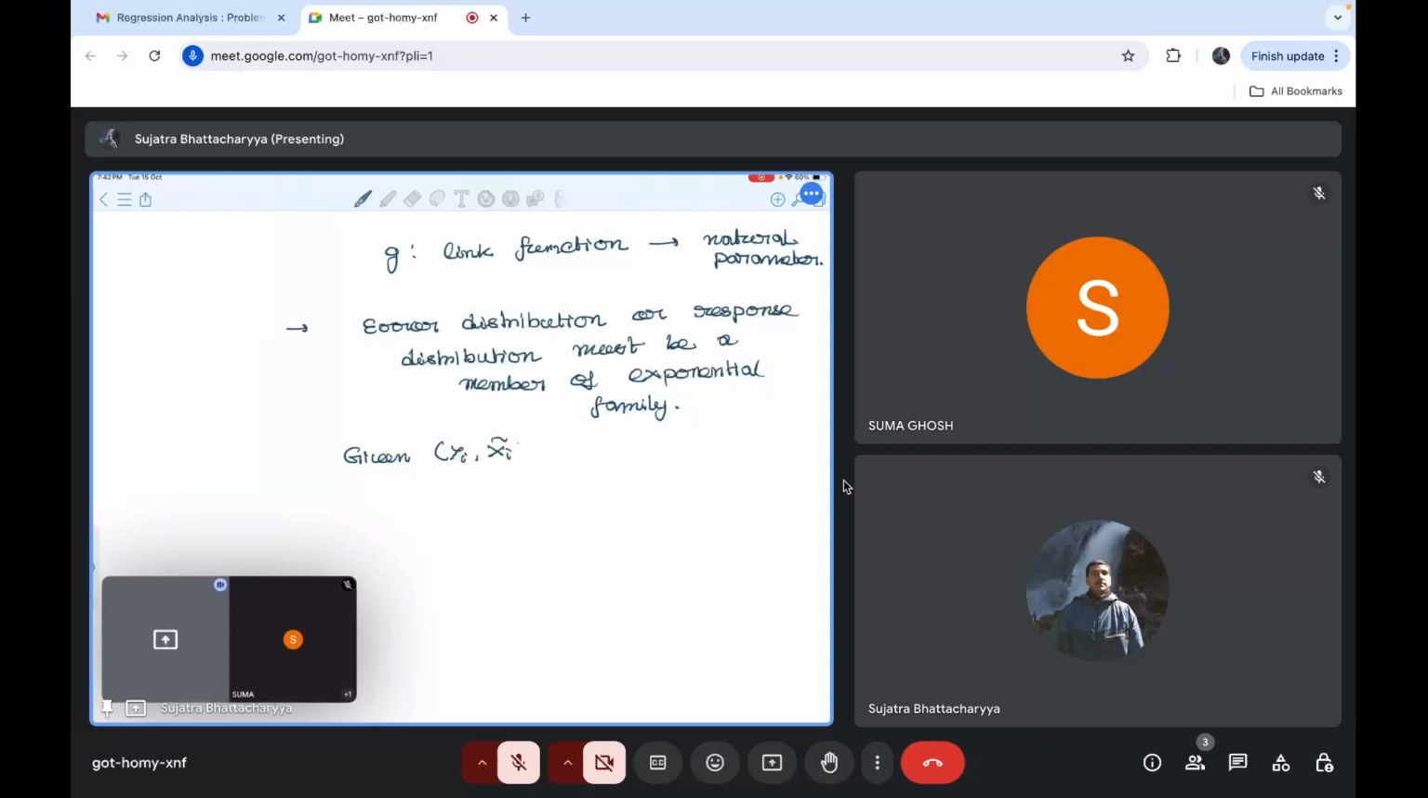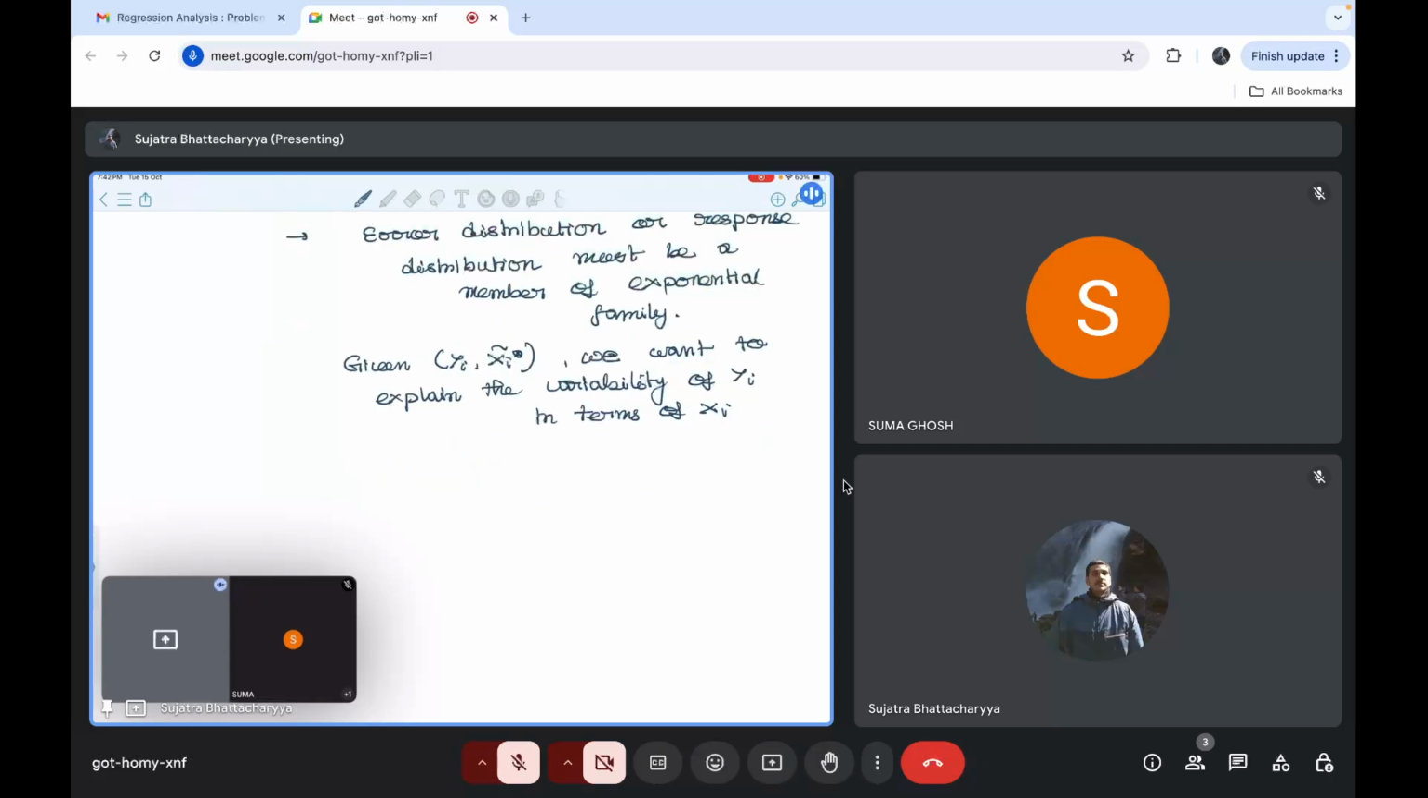So given yi and xi prime, which we have seen (you may not give this transpose; it does not matter), we want to explain the variability of yi in terms of xi. This is what we generally do in the regression model. So the problem is that the distribution is not normal in this. So how to fit it?